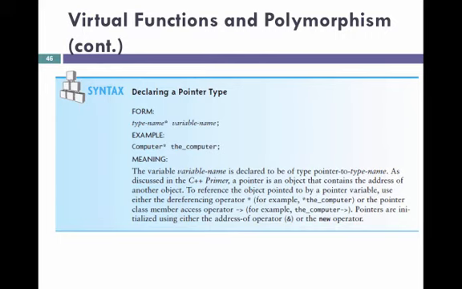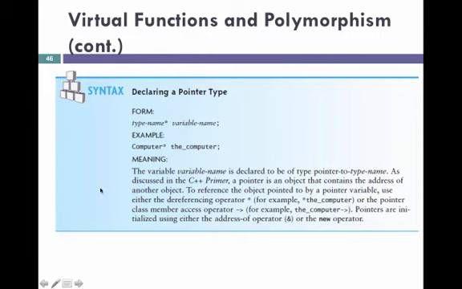Okay, so let's look at some syntax definitions so we can see the general way we do some of these things. Here's how we declare a pointer type, and the form of it is we have a type name, star, and then a variable name, semicolon. And here's an example of declaring the computer to be a variable whose type is a pointer to instances of class computer. So this variable is declared to be a type pointer to type name, so pointer to computer.